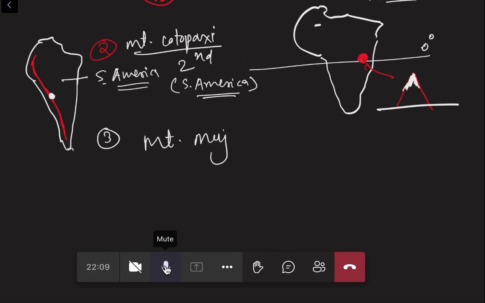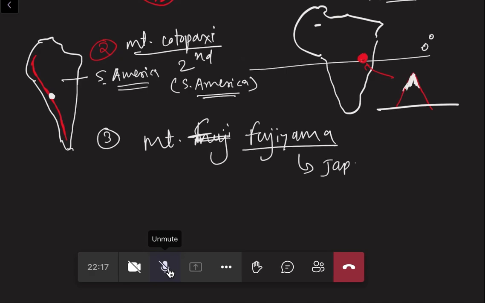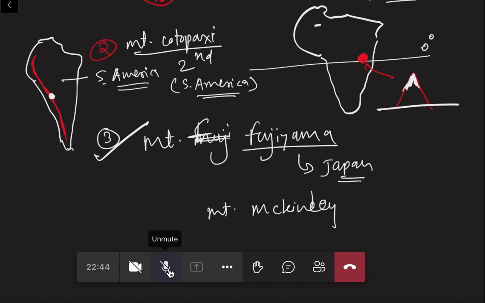Then you have Mount Fujiyama. Mount Fuji. It is in Japan, and they actually worship this mountain as a god, and many people trek to Mount Fujiyama. It is a national attraction in Japan. So this mountain is also a volcanic mountain. Then there are many others in North America, for example, Mount McKinley and Mount Whitney.